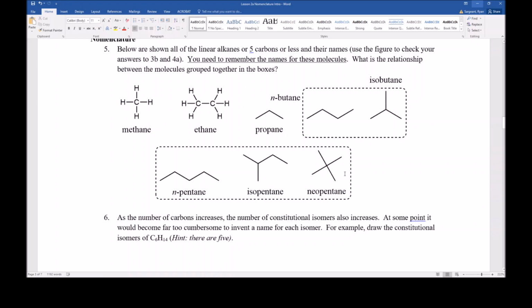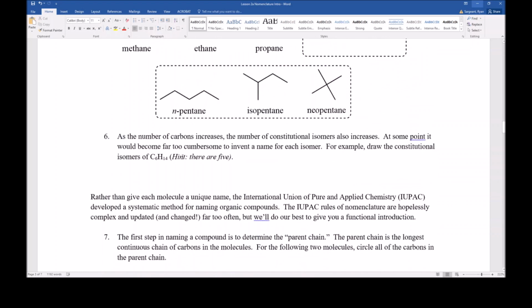And you'll notice that as you continue to add carbons, you continue to find more and more ways to arrange those. So the constitutional isomers start to go up. And there's not really a mathematical relationship that I've noticed that allows you to predict how many constitutional isomers you'll get based on the number of carbons. Now we want to draw the constitutional isomers of C6H14. 6 carbons is a hexane, so there are going to be 5 different constitutional isomers, the family of hexanes.